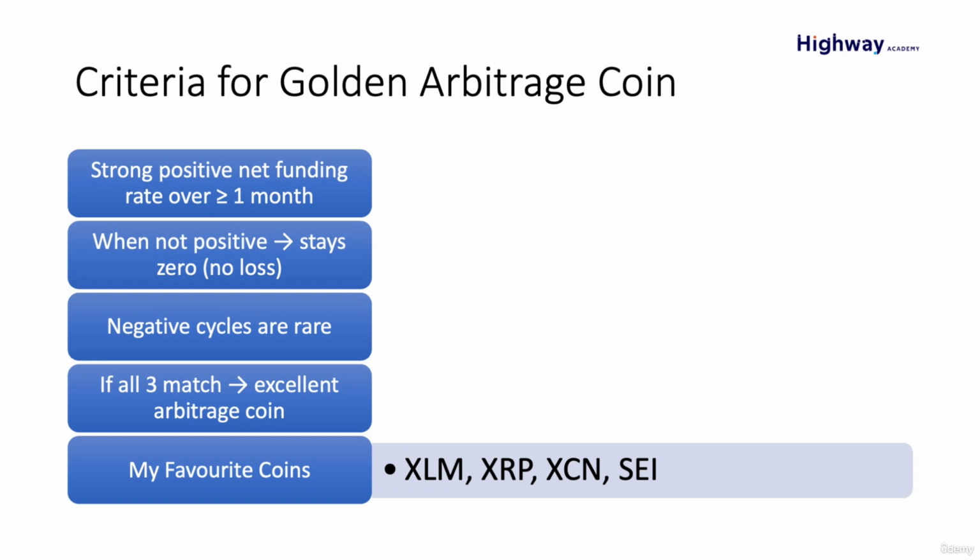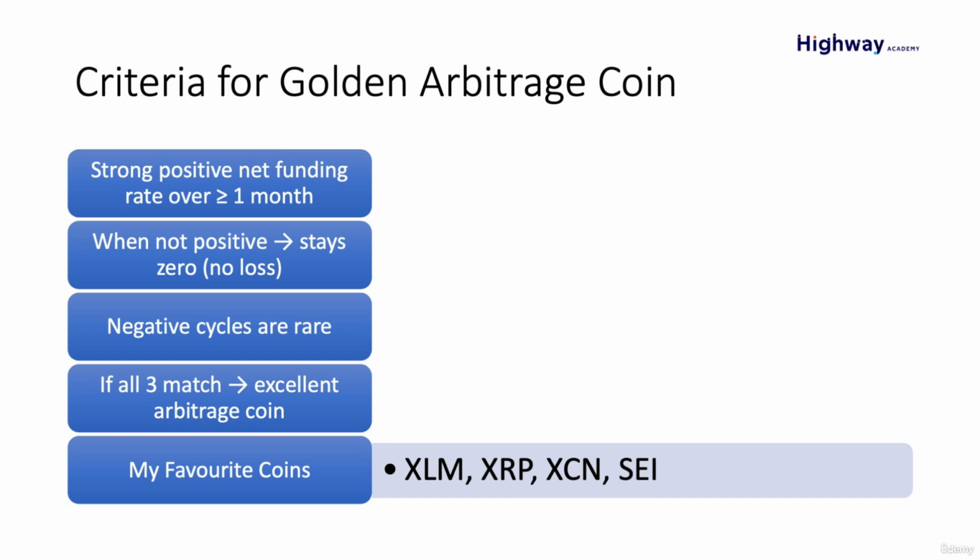First, there should be a clear history of strong positive net funding rates. Ideally, one exchange consistently shows positive funding while the other shows negative funding. And this pattern should persist over a meaningful period of time, such as 1 month. Second, during the periods when the funding rate is not positive, the net funding rate should stay at zero. Zero means no gain, but also no loss, which is perfectly acceptable for a stable arbitrage setup.